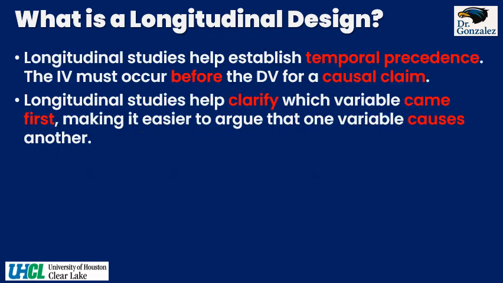So longitudinal studies are very important because they help us establish temporal precedence. That's when your independent variable 100% happened before your dependent variable, and that is one of the requirements that we need for a causal claim. So a longitudinal study is going to help me clarify which variable came first, and so it makes it easier to argue that X really did cause Y. Why do you know that? Well, one of the reasons is that X happened before Y, so I have temporal precedence.